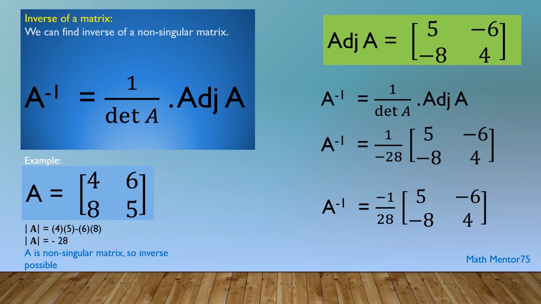We can do one more step. We can divide each element by 28. We can write those values in fraction, or we can further simplify it to decimals. But it is recommended to write it in this form only. Don't do the further calculations, because this form will be helpful in further calculations if required.